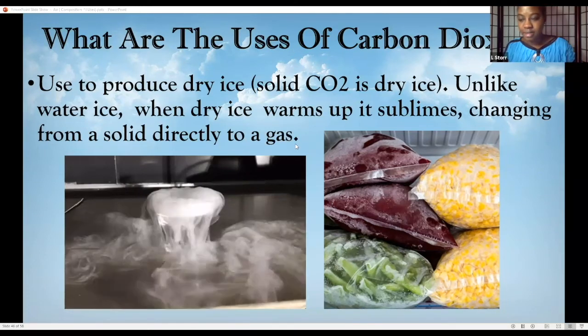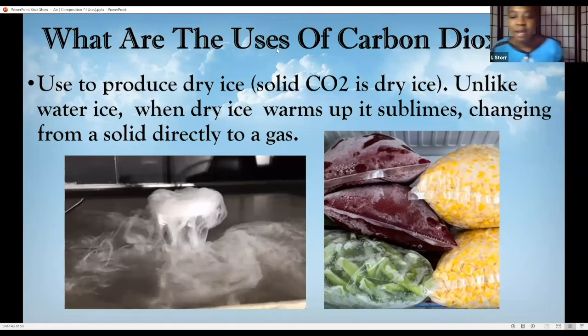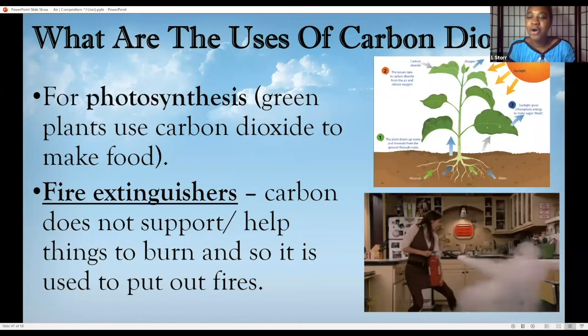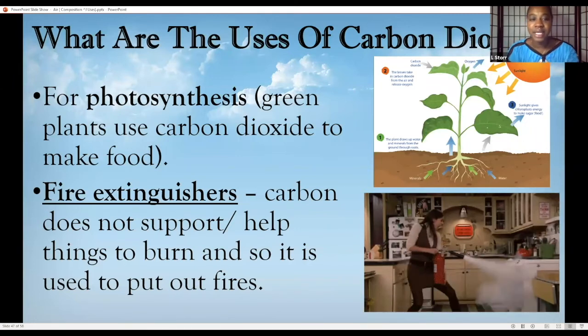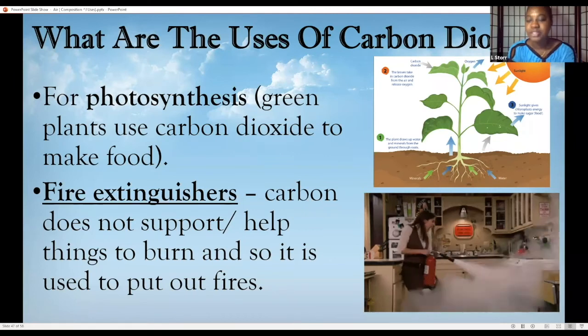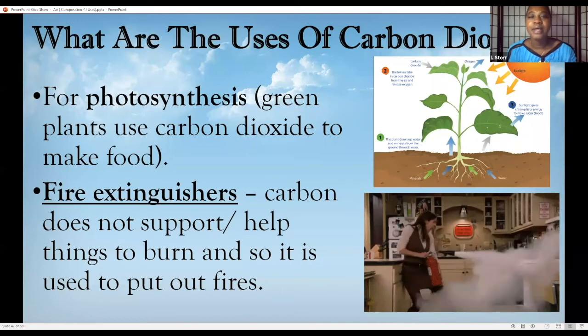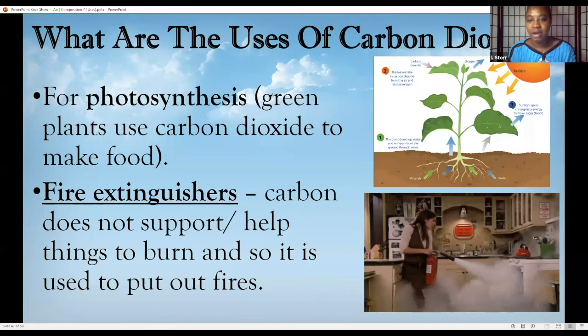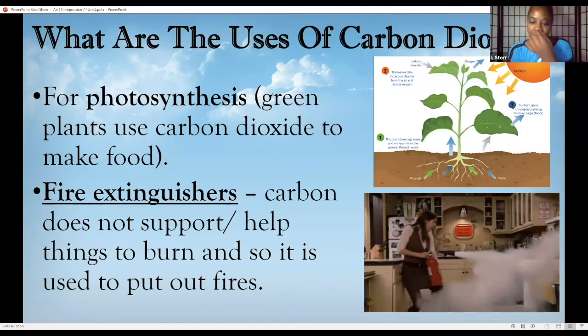Okay, good. Next one. Another use of carbon dioxide is for photosynthesis. All of us love plants, all of us need them. I'm sure all of us go outside and water the plants around us because we need them for oxygen. So they need us in return to help keep them safe. But they need carbon dioxide for photosynthesis because green plants use carbon dioxide to make their own food. So it's important that they have carbon dioxide.